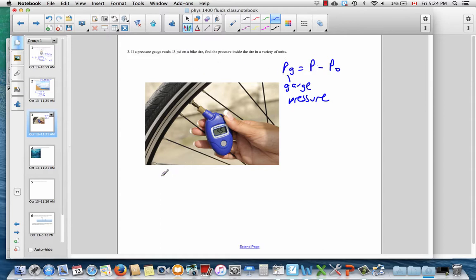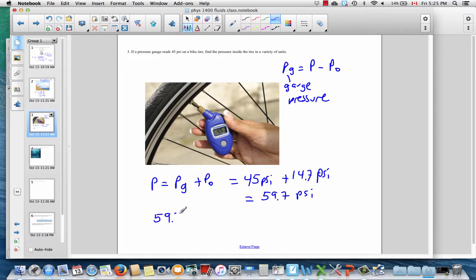We can find the actual pressure by adding, just rearrange this equation, gauge pressure plus atmospheric. Okay, so this was 45 psi. Atmospheric pressure, as we said on the previous page, is 14.7 psi. So that will be, in psi units, 59.7 psi. We could convert that to other units using the equivalents on the other page.